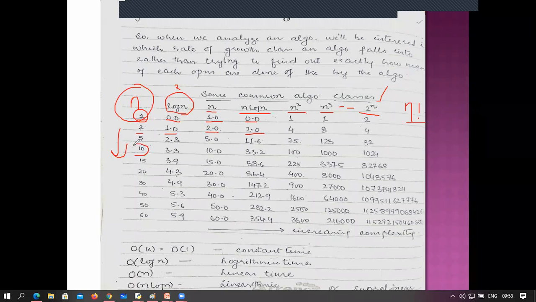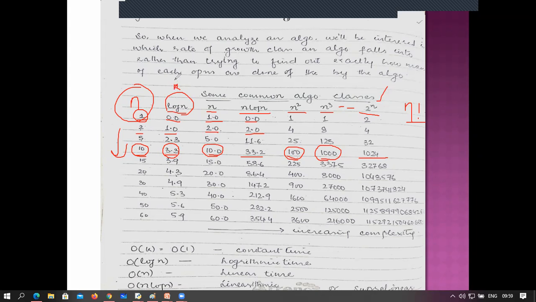Take the value of n as 10. You can see over here, log n comes out to be 3.3. Here it is 10. Here it is 33. If the complexity is n square, it is 100. For n cube, it is 1000. And 2 raised to power n, obviously 2 raised to power 10 is 1024. So you can compare.